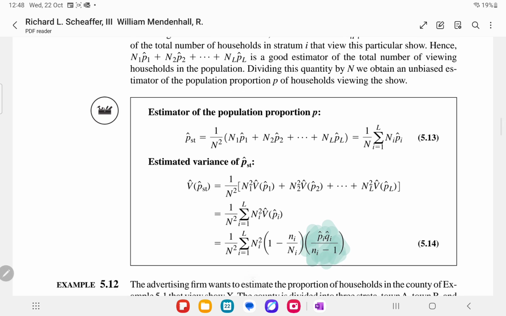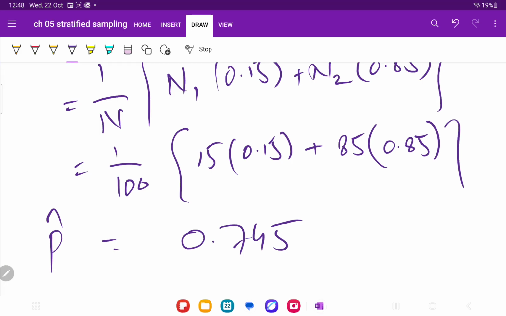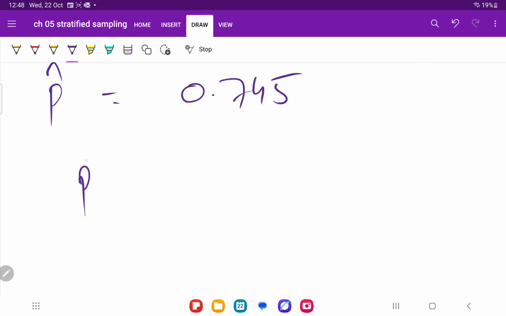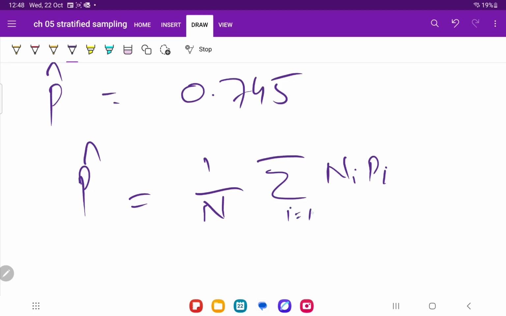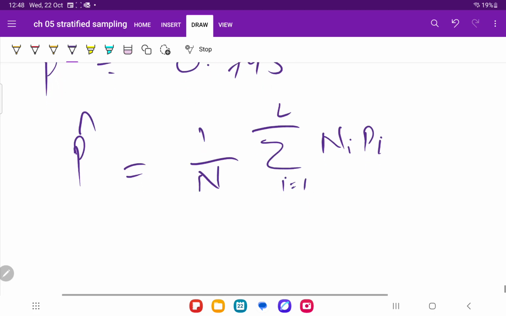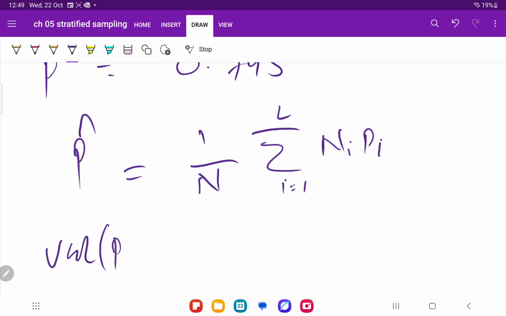And similarly, the variance is calculated from the same estimator formula: 1 over n, summation of Ni and Pi, i going from 1 up to L. L is basically the number of strata. When we want to calculate the variance, we will apply the variance operator. Basically variance is an operator, so we will apply the variance operator over all the values.